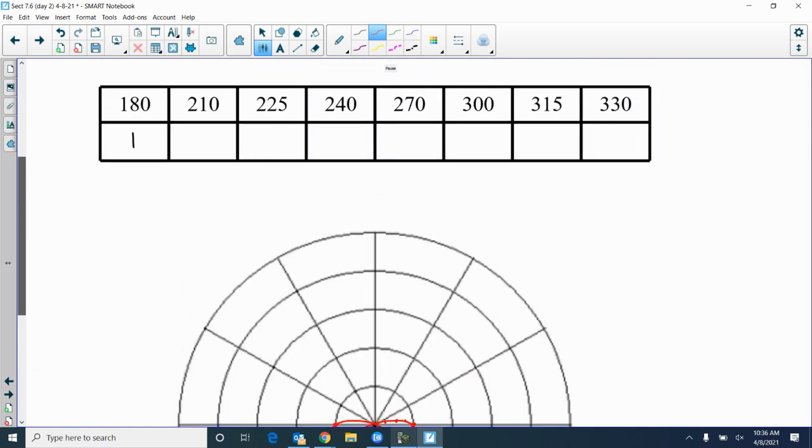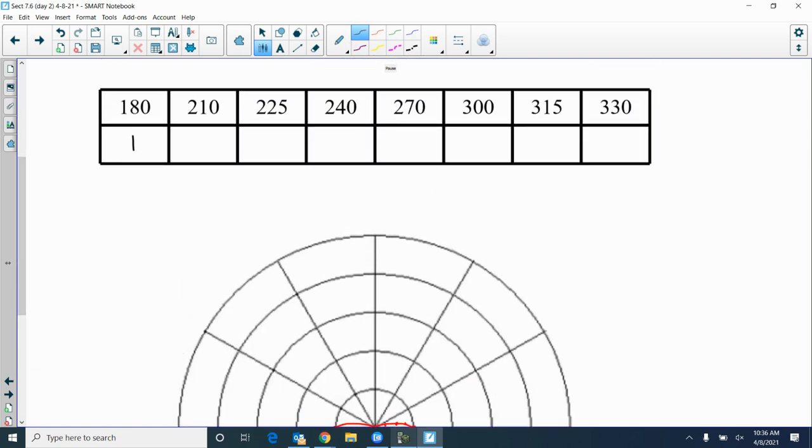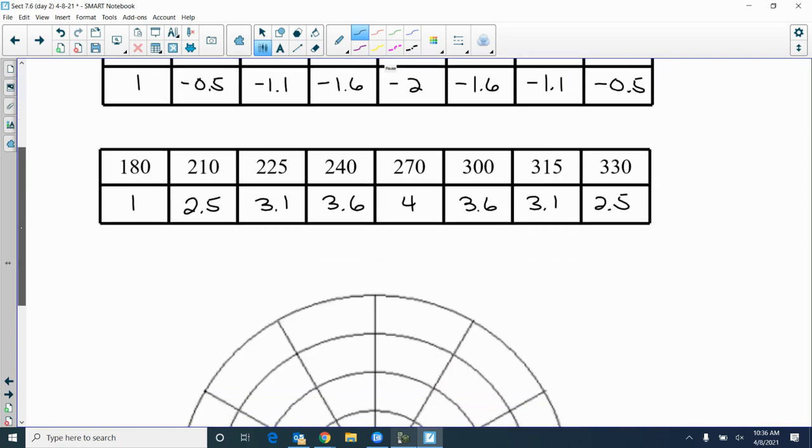And let's see here. Maggie, you got them all? Yeah. All right, what do you got there for 210? 2.5. Okay. 3.1. Okay. 3.6. All right. 4. Got it. 3.6. Okay. 3.1. 2.5. 2.5. And then, and I know I didn't ask you, but at 360, it'll go back to 1.